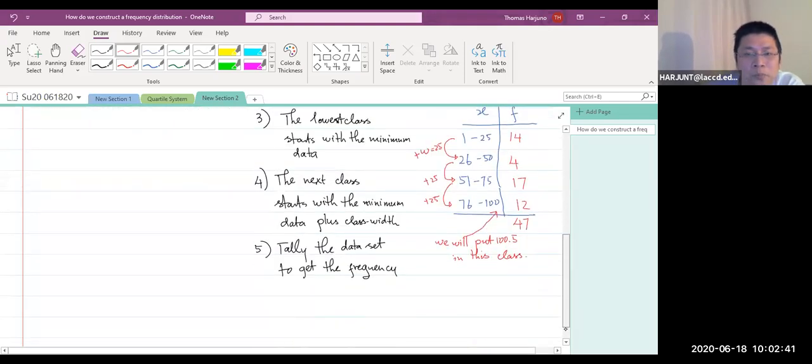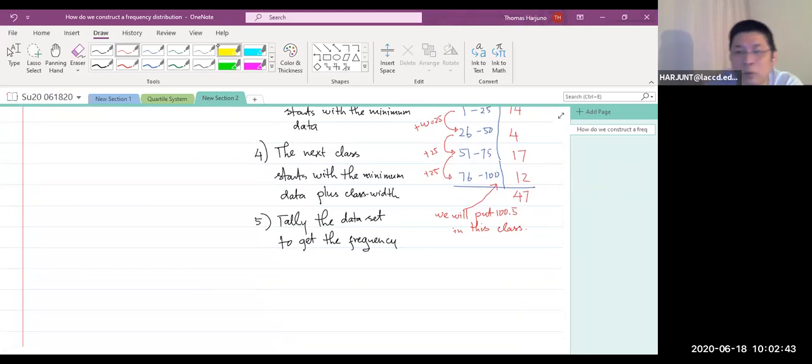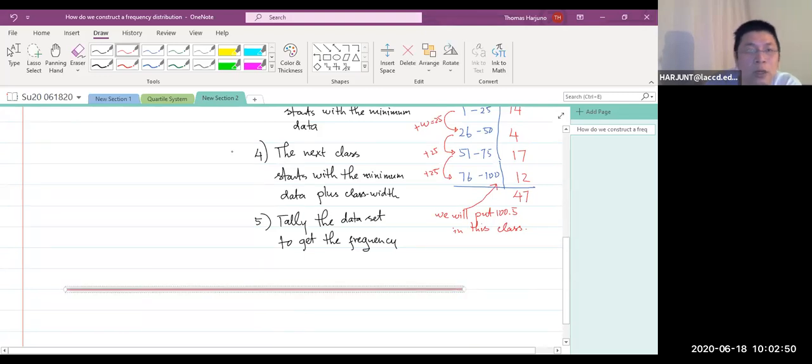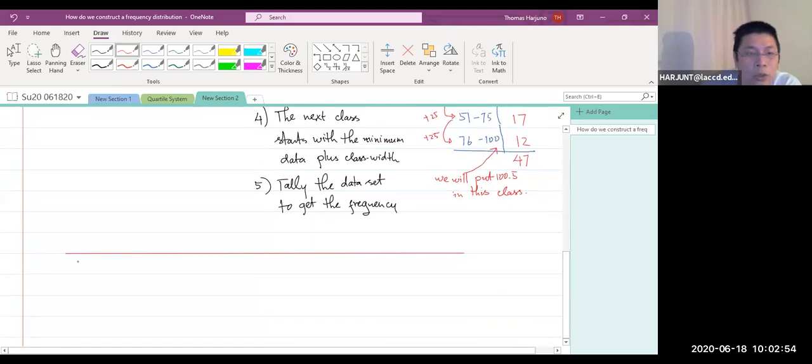Now, there's something that I need to go on with. Sorry, I have only 3 minutes left, but I need to explain this to you. Some terminology: lower class limit, and upper class limit.